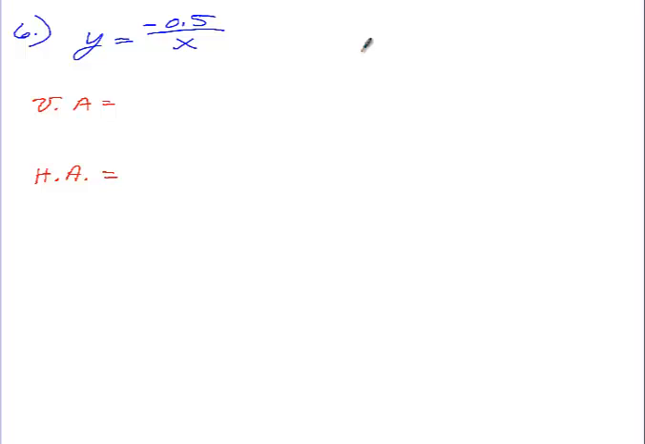Alright, so I'm going to take my denominator, set it equal to 0, get x by itself. Is x by itself? So my vertical asymptote is going to be at x equals 0. Is everybody okay with that? Yes or no?